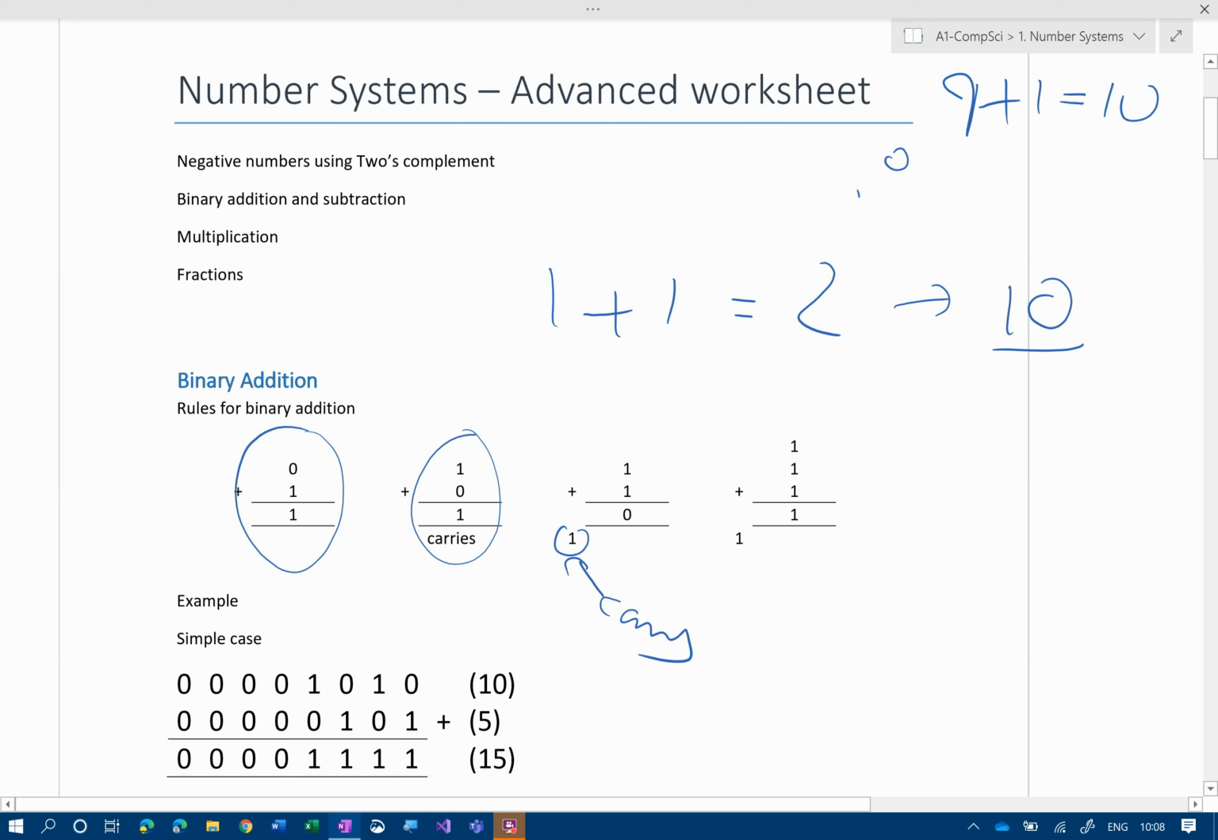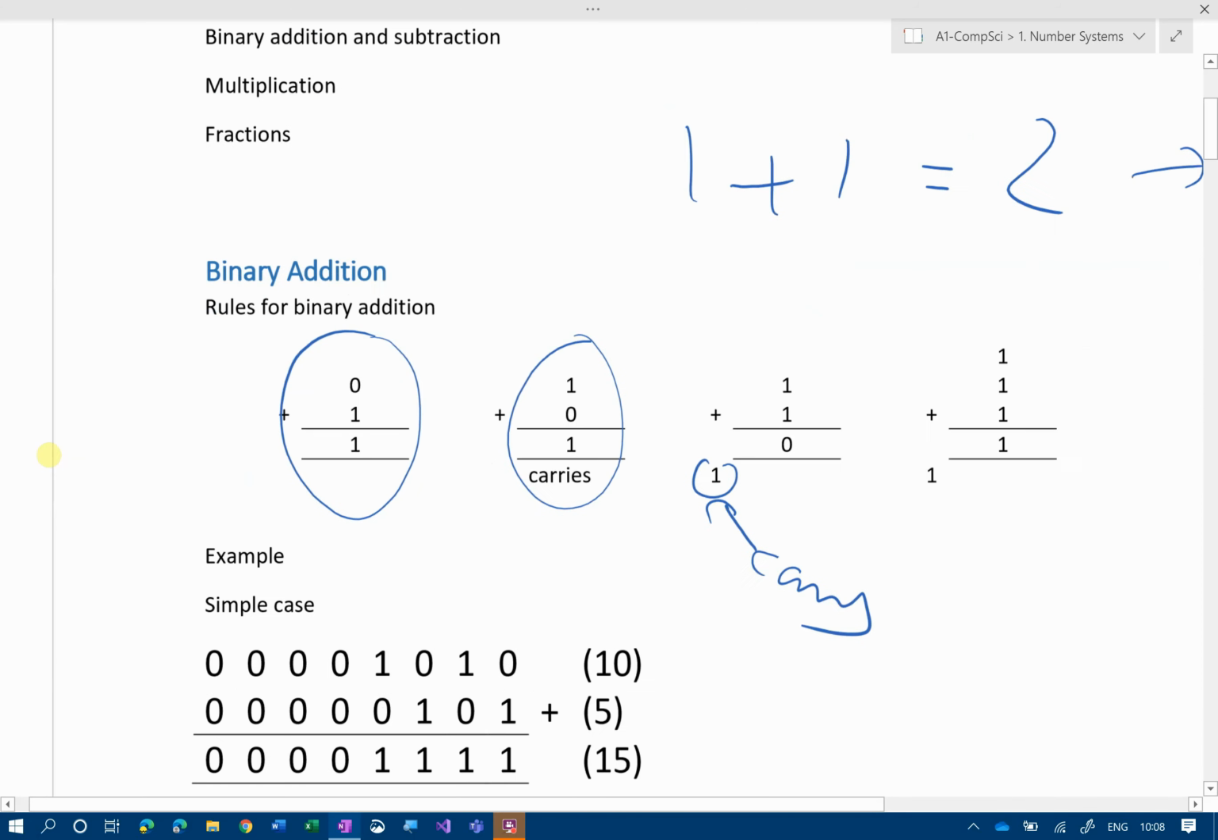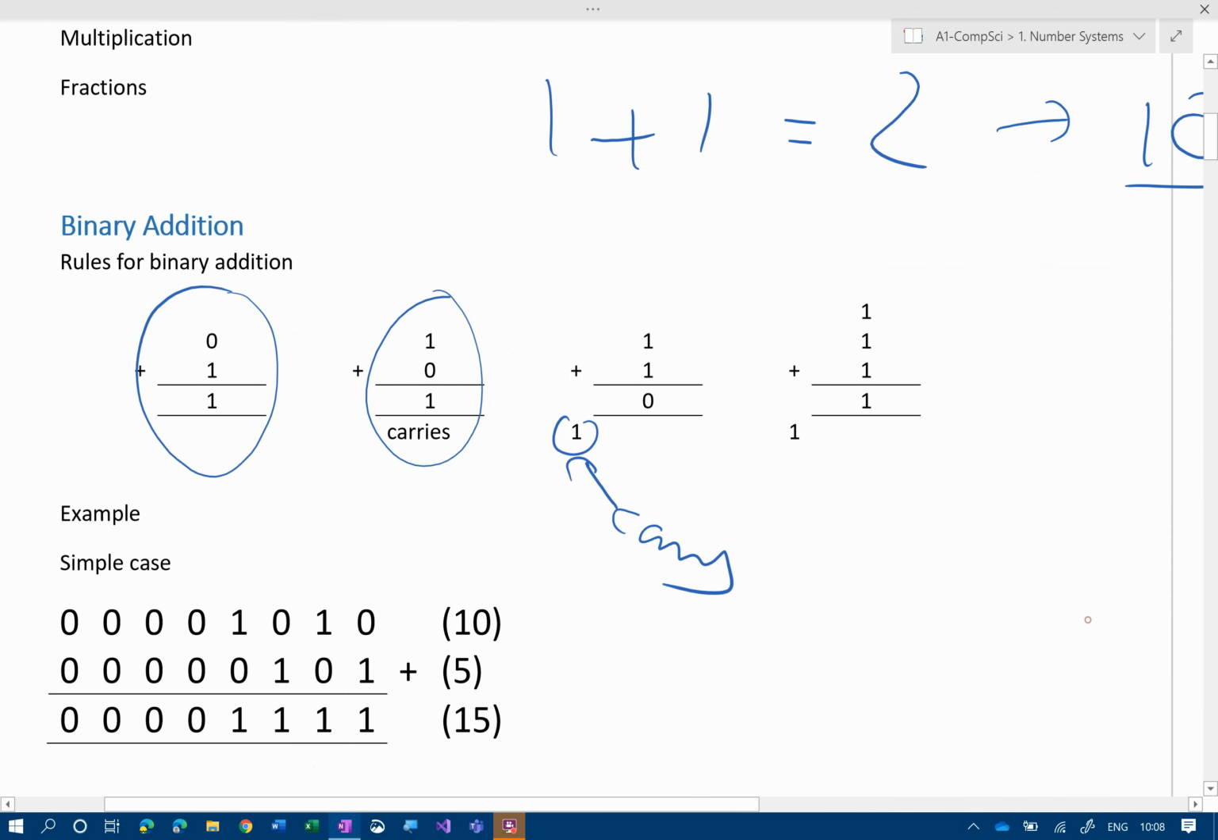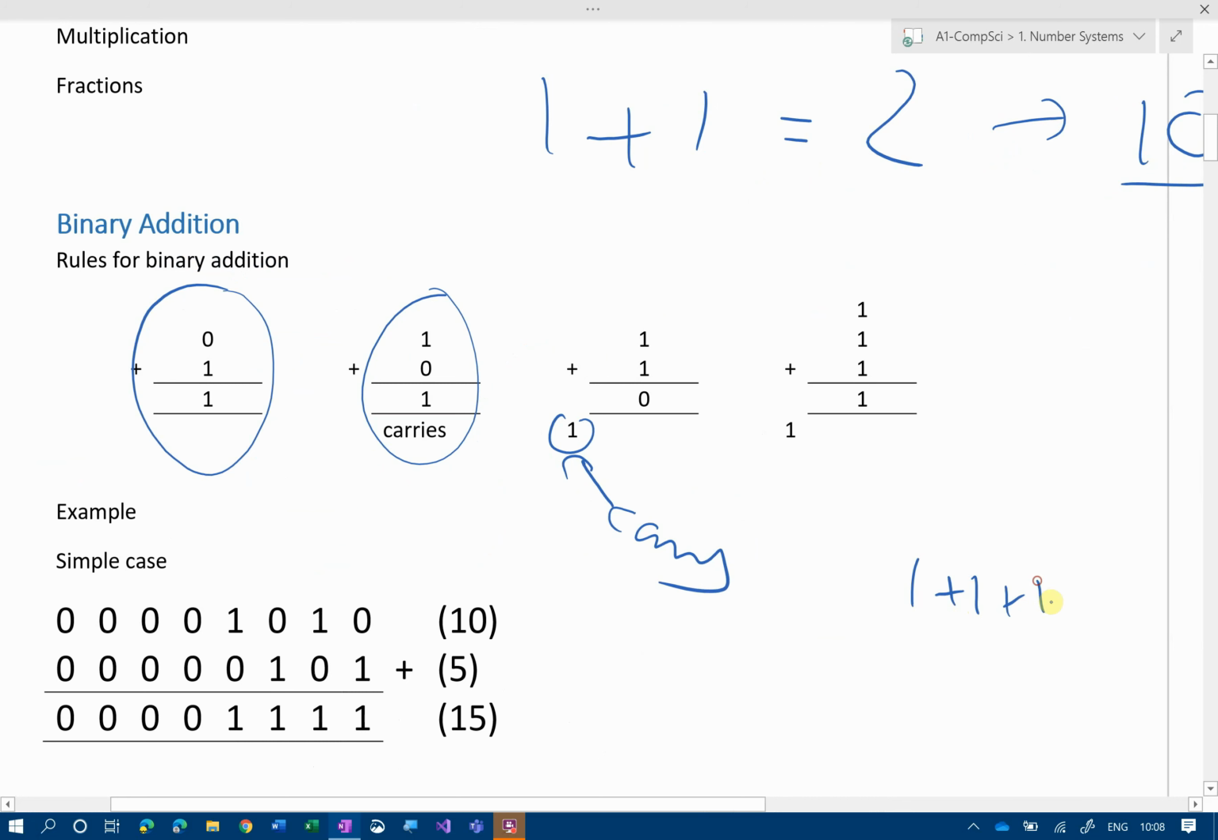Now, we could also get a situation where we have 3 digits, and that's why we need what's called a full adder. So we have 1 plus 1 plus 1, which is equal to 3. 3 in binary is 1, 1. So it's 1 carry the 1, there's the carry there. Okay, so this is all you've got to remember, but that's pretty straightforward.